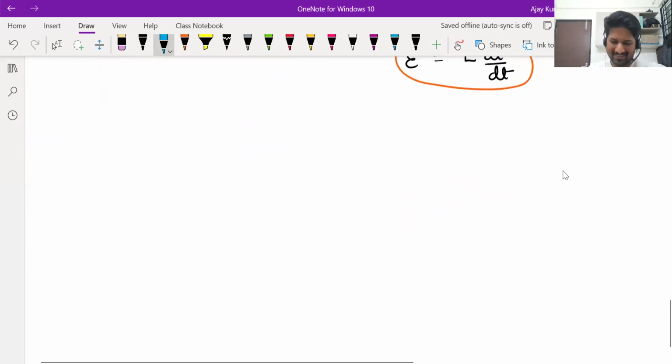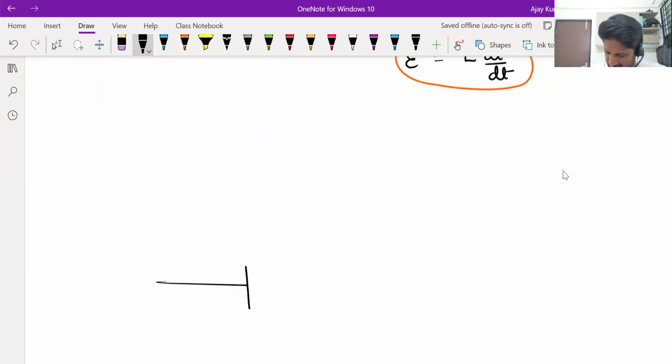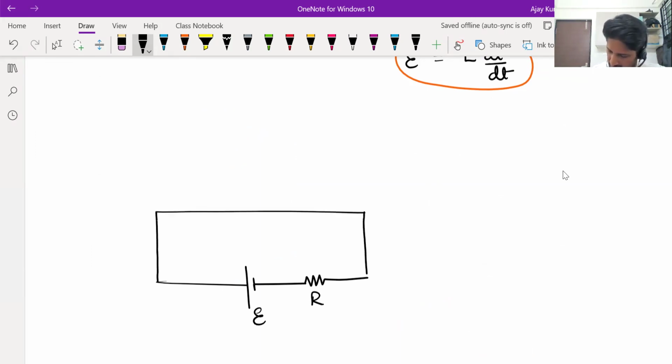Okay. Let's look at a simple circuit. Suppose there's a battery and a resistance. You know there will be current flowing in it if the circuit is closed. Current will be flowing this way. Suppose you have the option of introducing an extra battery here and you want to decrease this current.